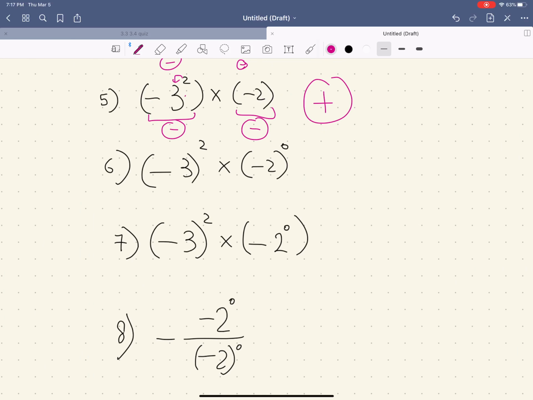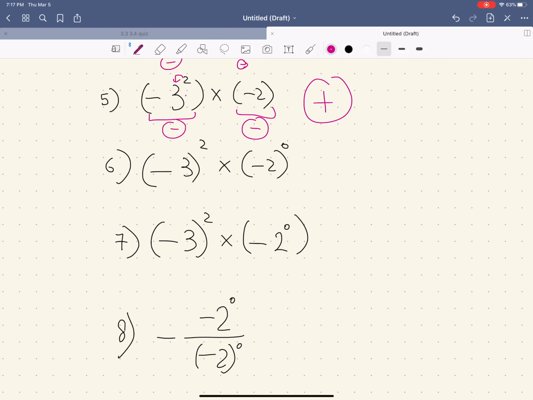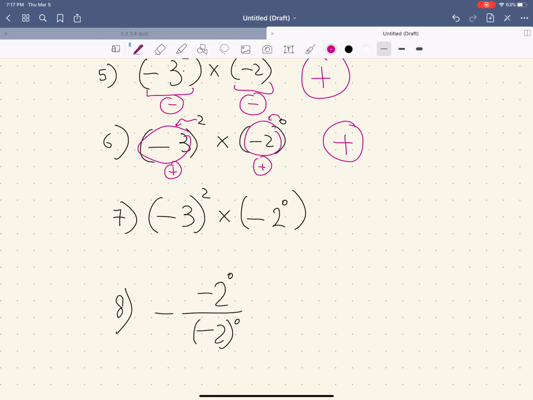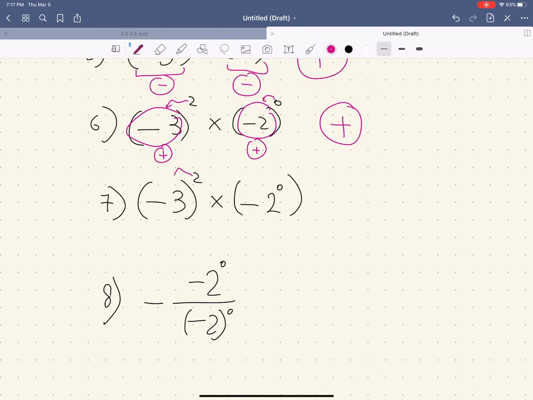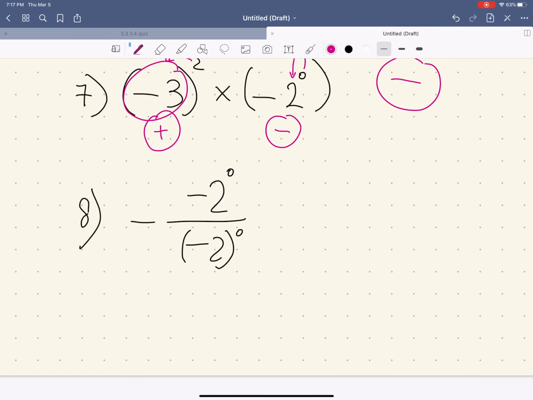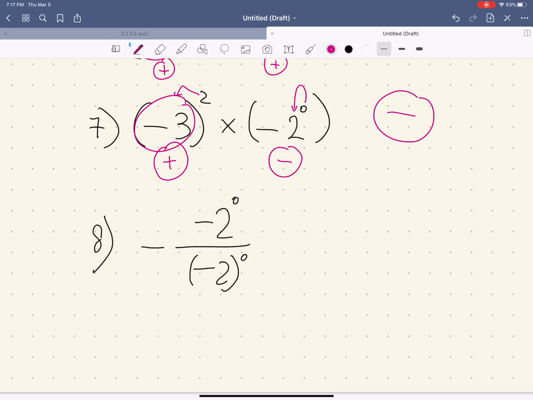So this one here, the 2 applies to everything inside, so here's a positive number. The 0 applies to everything in here, so it's a positive answer. So the answer is going to be a positive number. So the 2 applies to everything inside here, so it's positive. 0 only applies to the 2 inside, so it's negative. Final answer is negative.